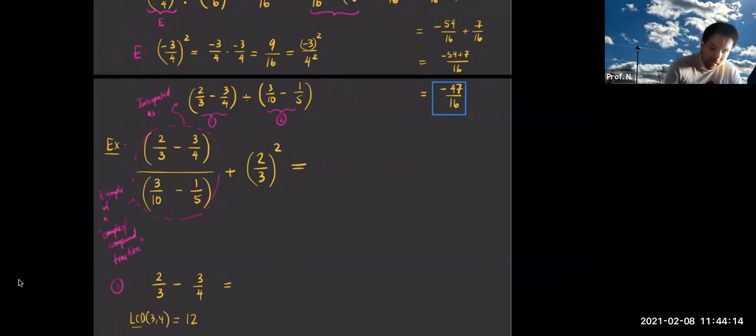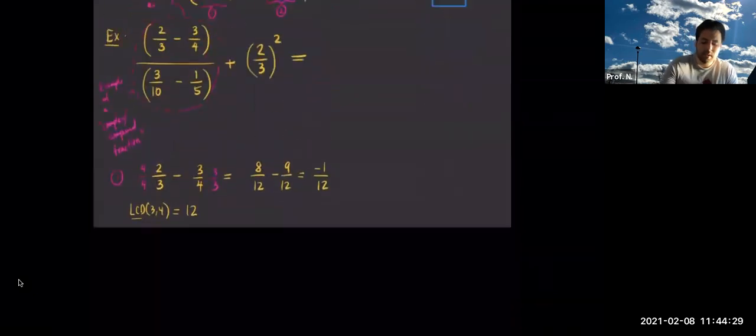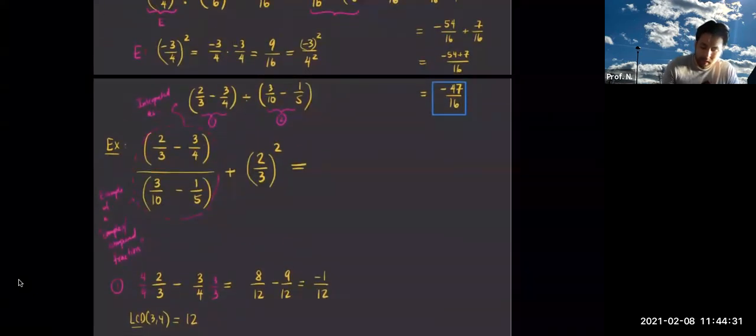Since 12 is the smallest, I can multiply this by 4, multiply this by 3, and I'm left with 8 over 12 minus 9 over 12. This equals negative 1 over 12. Okay? So that's the first one there. Now, what's the second one? The second one is 3/10 minus a fifth.